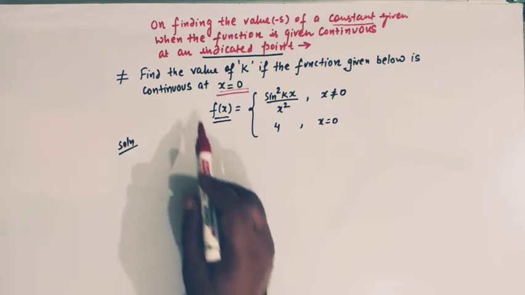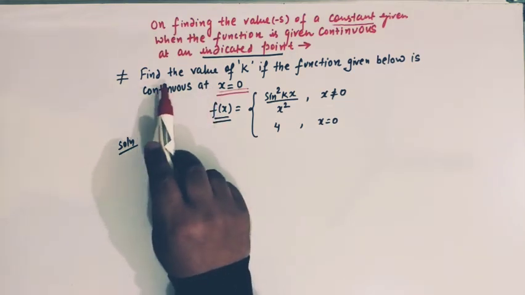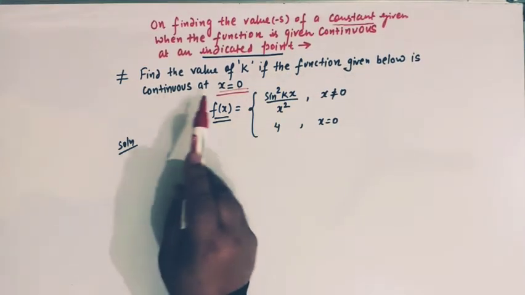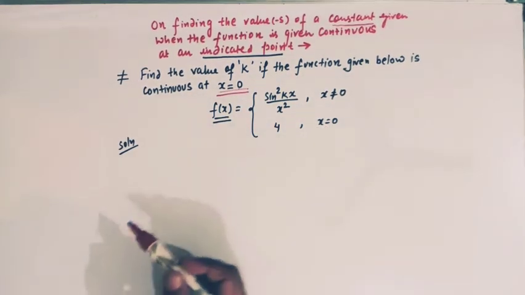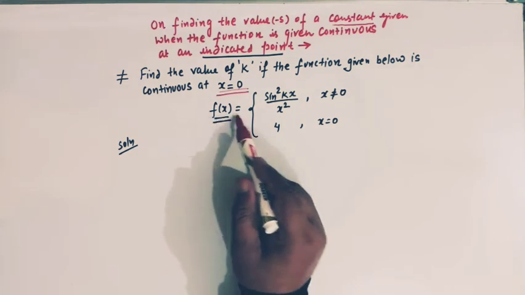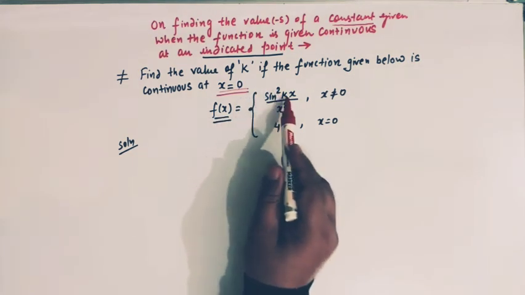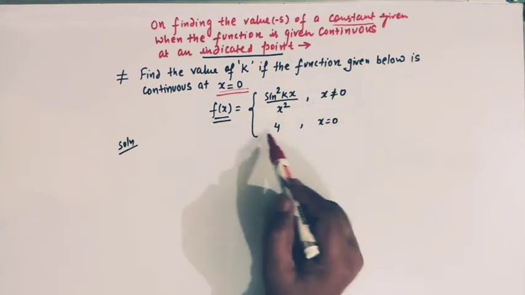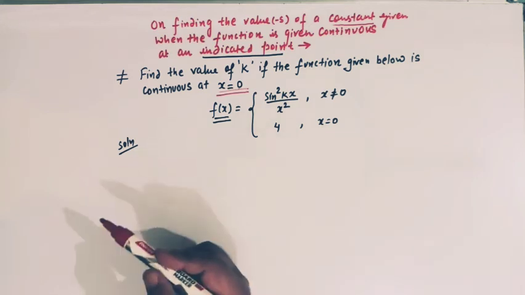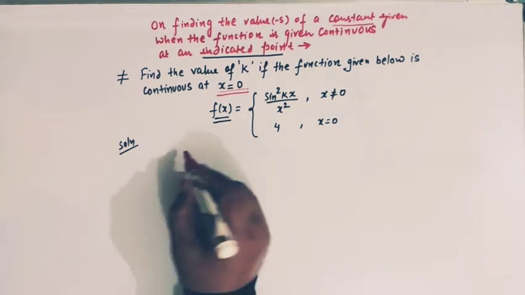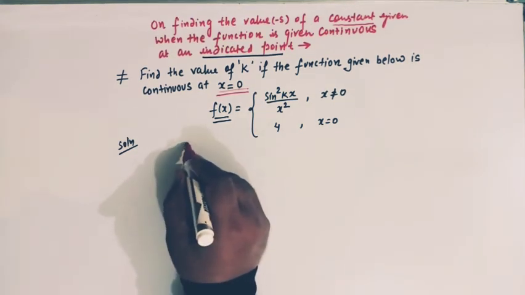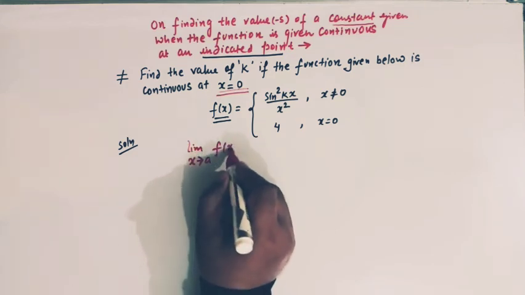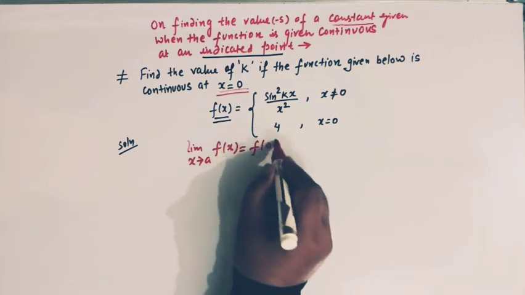Now here we have the problem: find the value of k if the function given below is continuous at x equal to 0. So here the function is given as f(x) is equal to sine square kx over x square when x is not equal to 0, and f(x) is equal to 4 when x is equal to 0. So we know that a function is said to be continuous if the limit x tends to a, f(x) is equal to f(a).